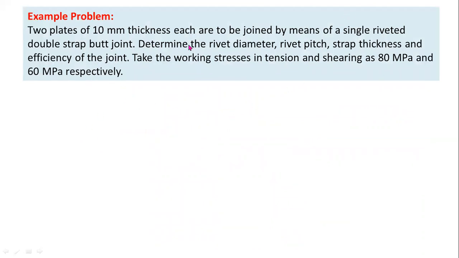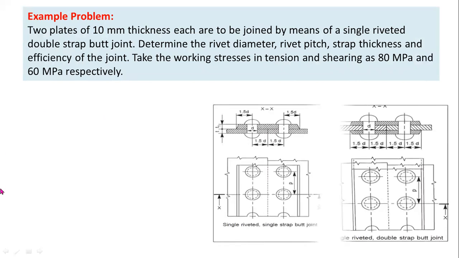Two plates of 10 mm thickness each are to be joined by means of a single riveted double strap butt joint. Determine the rivet diameter, rivet pitch, strap thickness, and efficiency of the plate. Take the working stress in tension and shearing as 80 megapascal and 60 megapascal respectively.